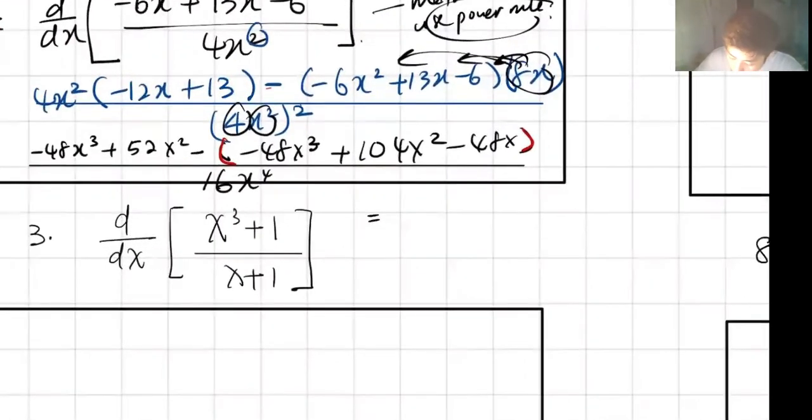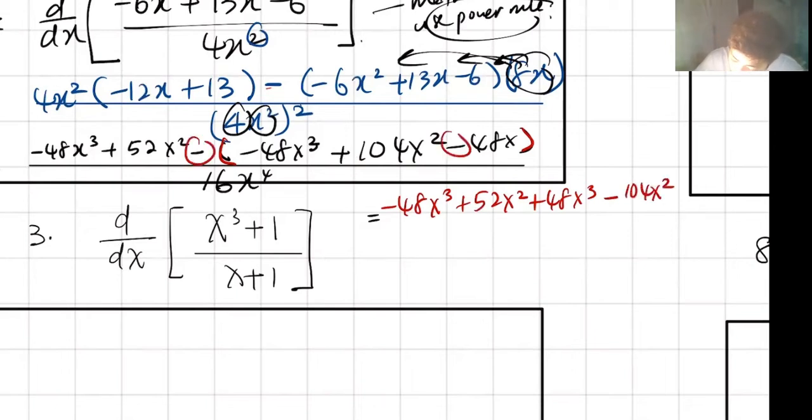So what happens when I open the bracket is minus 48. I copy everything first. Plus 52x squared. So minus gives me plus. Minus plus 48x cubed. Minus plus gives me minus 104x squared. Minus gives me plus. Plus what? 48x, divided with 16x to the power of 4.